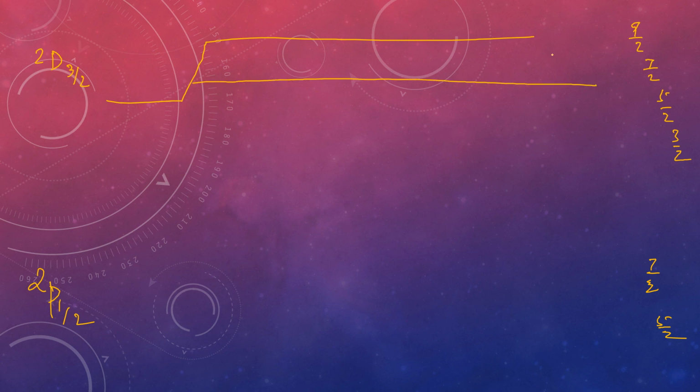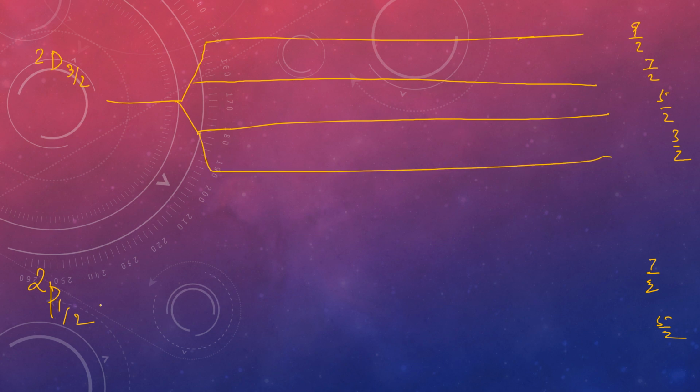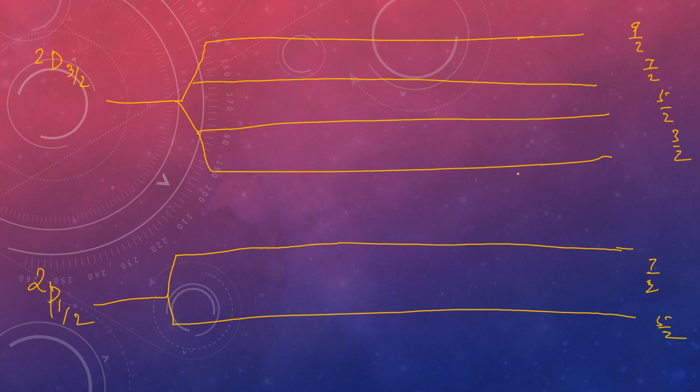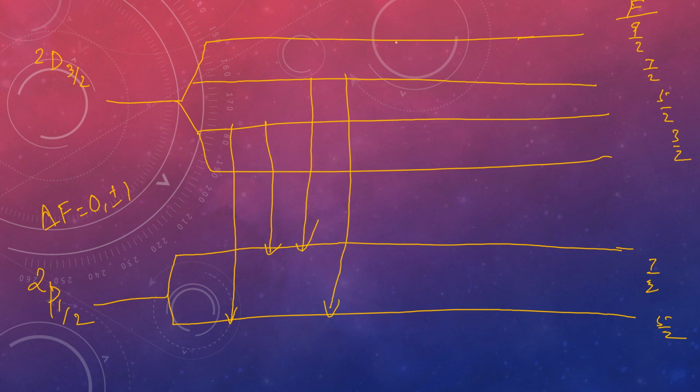So let's write it like this: 9 by 2, 7 by 2, 5 by 2, 3 by 2 for 2D 3 by 2, and 7 by 2 and 5 by 2 for 2P half. What is the selection rule? Del F, 0 plus or minus 1. These are the F values, so we have to find del F. 3 by 2 won't work. 5 by 2 to 5 by 2 is possible. 5 by 2 to 7 by 2 is possible. 7 by 2 to 7 by 2 possible. 7 by 2 to 5 by 2 possible. 9 by 2 to 7 by 2 possible. And is there anything left? 3 by 2 to 5 by 2 is possible, it will give me minus 1.